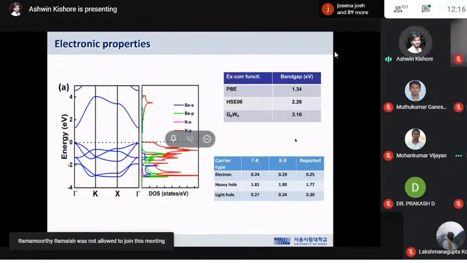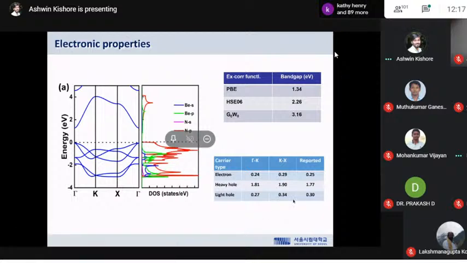So we calculated the carrier mobility, or the effective mass. You see the effective mass of electrons and holes in both directions, gamma to K and gamma to X, is lower than 0.5. So the mobility will be really excellent in this material.